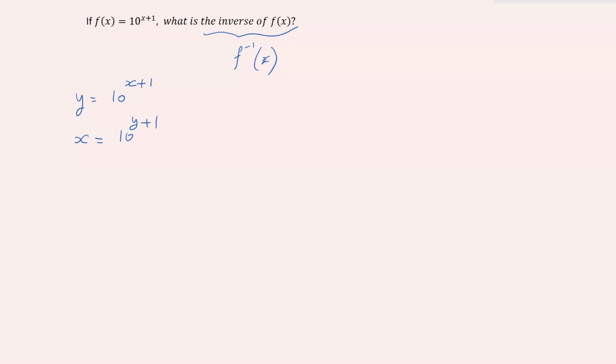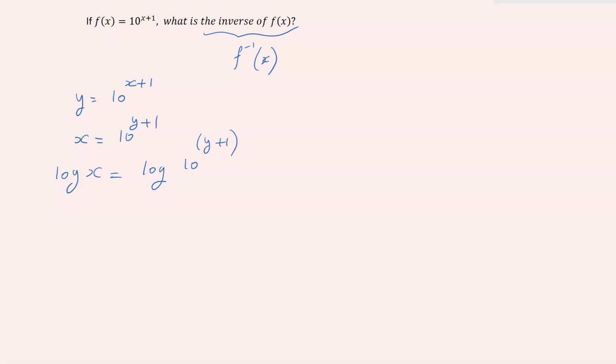Now we get x equals 10 to the y plus 1. Now we have to solve. We take the log of both sides, because we want to bring the y down, and y is the exponent. That's the only way we can do this. We have to use the log function. So log of 10 to the y plus 1.